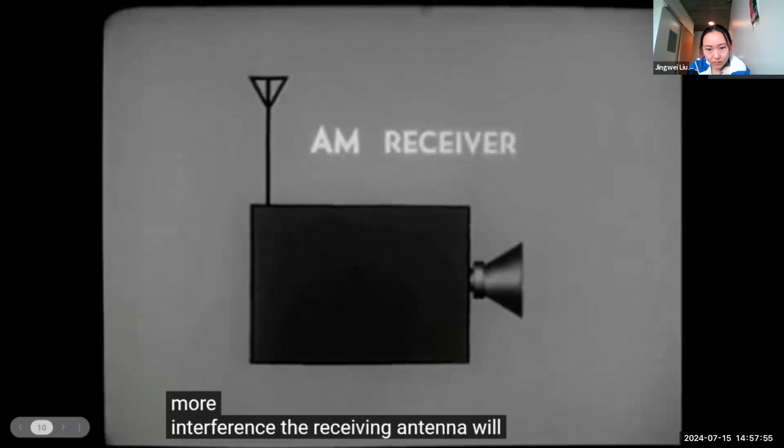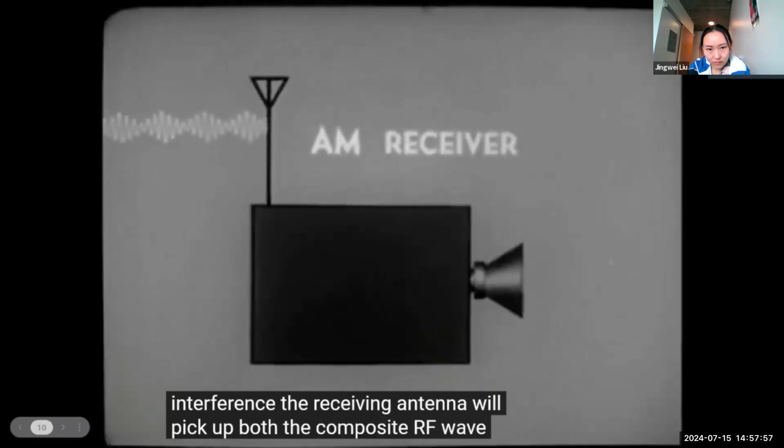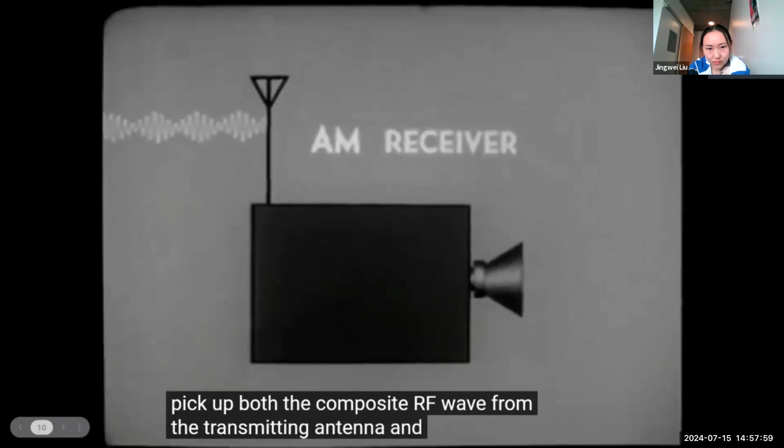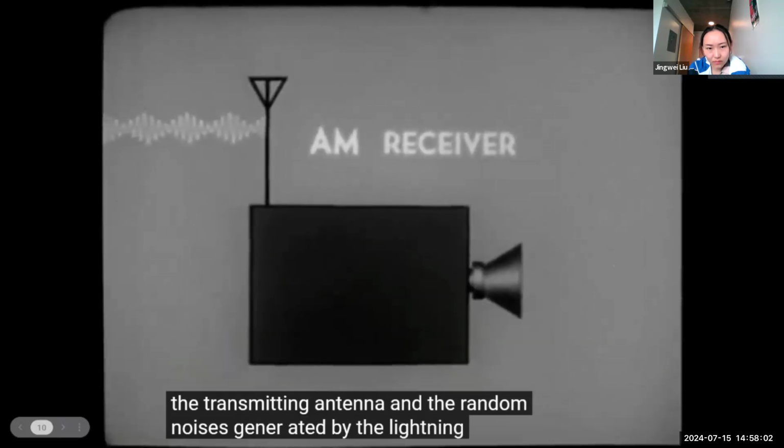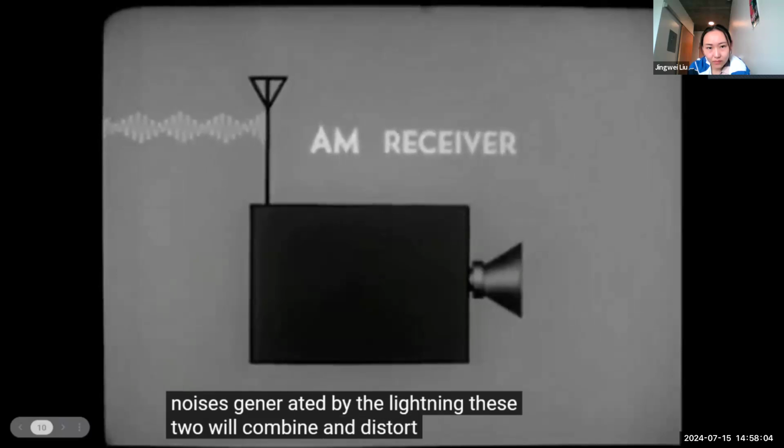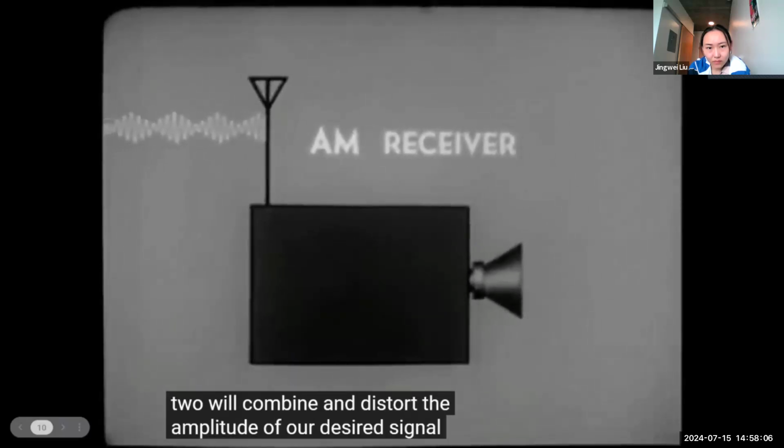The receiving antenna will pick up both the composite RF waves from the transmitting antenna and the random noises generated by the lightning. These two will combine and distort the amplitude of our desired signal.